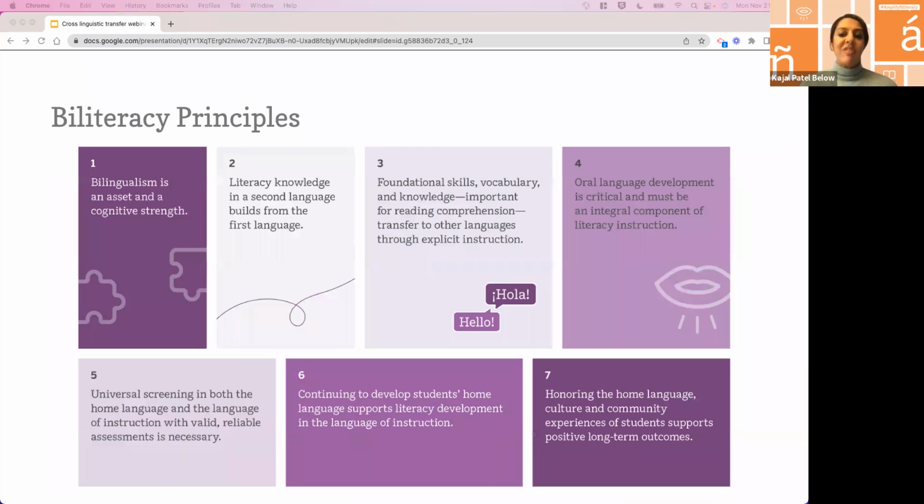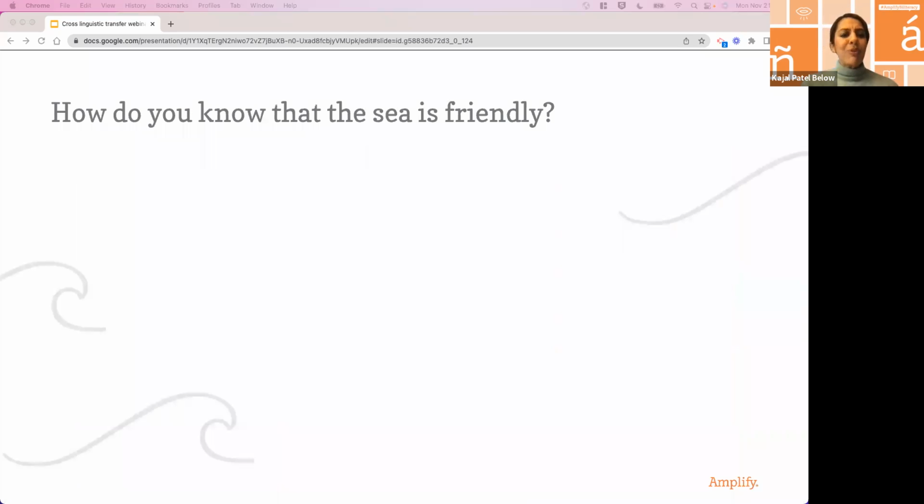At Amplify, we've based our work on these principles for biliteracy, and we strongly believe in the value and the celebration of biliteracy and the importance of cultivating it through instruction. And you'll see these guiding principles through our webinar today, specifically on cross-linguistic transfer. But before that, we have a very important question for you, which is, how do you know that the sea is friendly? You can put your answer in the chat.